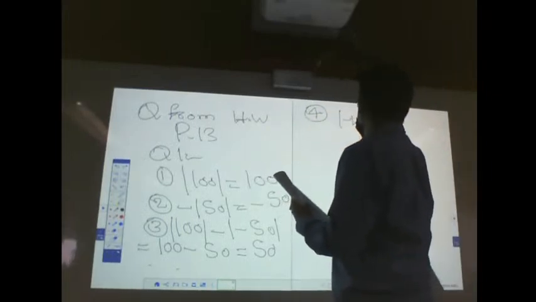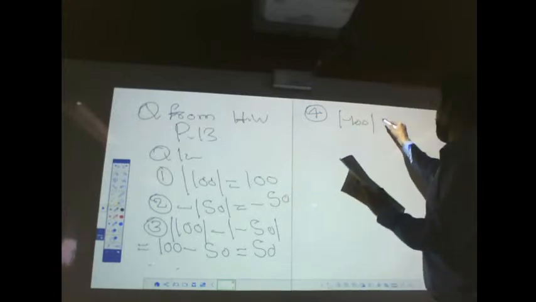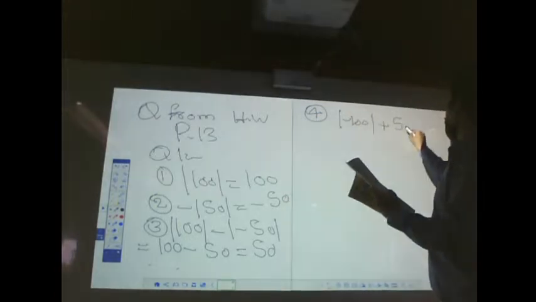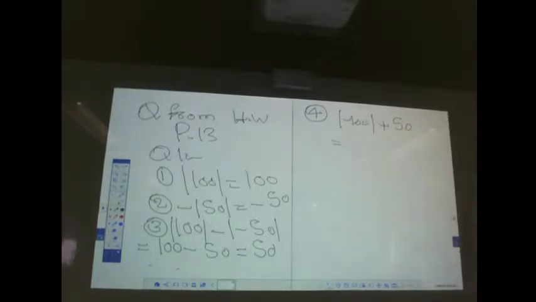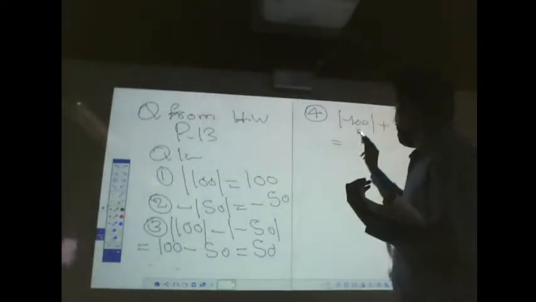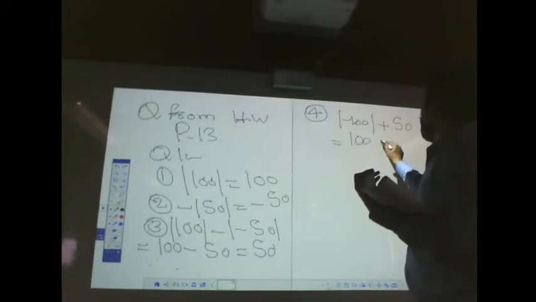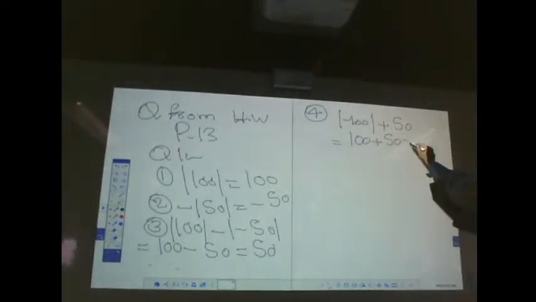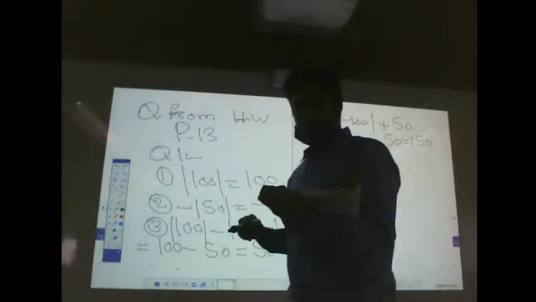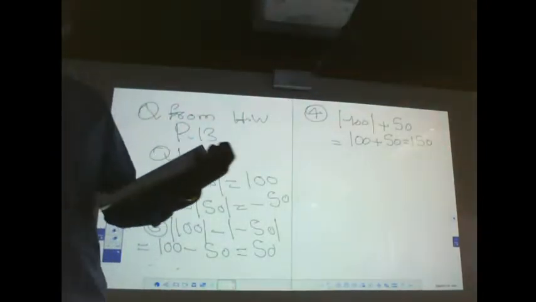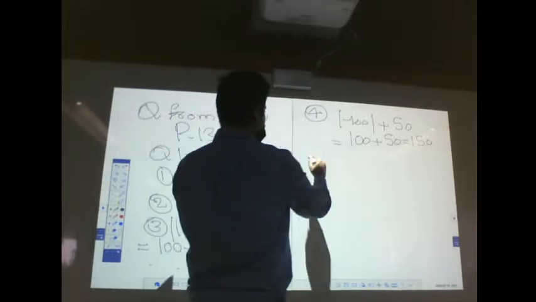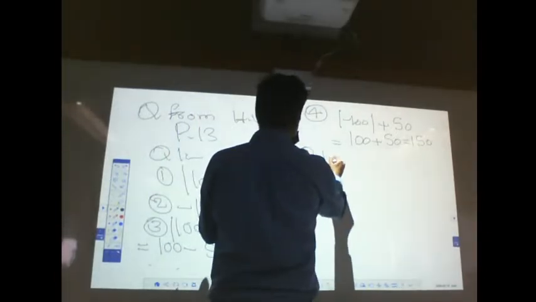Next, question number 4. Absolute of minus 100, plus 50. Now here, the absolute of minus 100 equals 100 only, right? So 100 plus 50, our answer is 150, right? Now next, you have these questions also, right? Okay, next, we have to write question number 1.